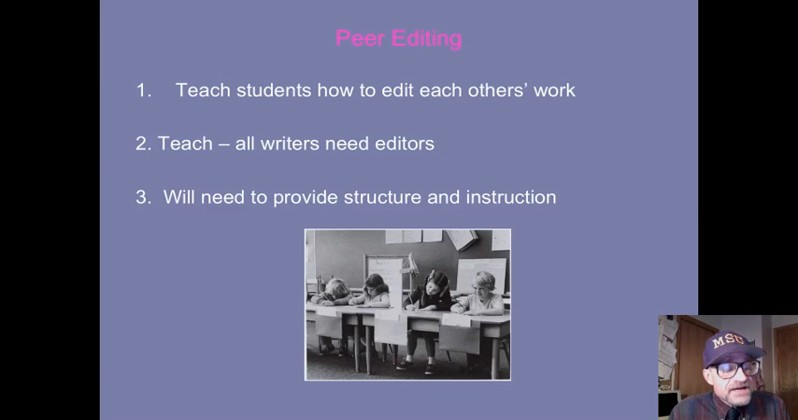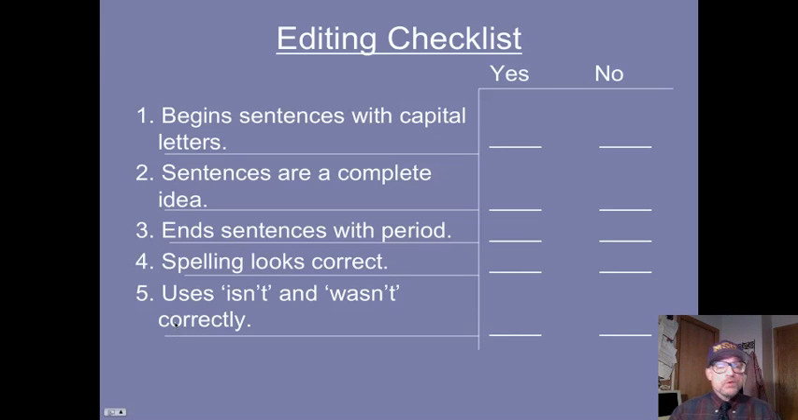All writers need people to look at their work. And you'll have to provide the structure and instruction for making peer editing happen. And I'll show you how. One way is to simply give an editing checklist. Student hands his or her paper to another student. They have that checklist. They can say yes or no. It helps them to know what to look for, right? As well, this same checklist could be handed to a pair or a group of students to edit one piece at a time.